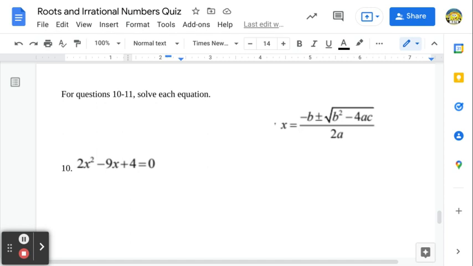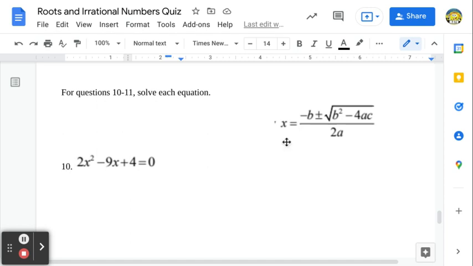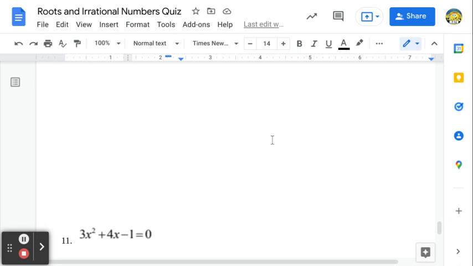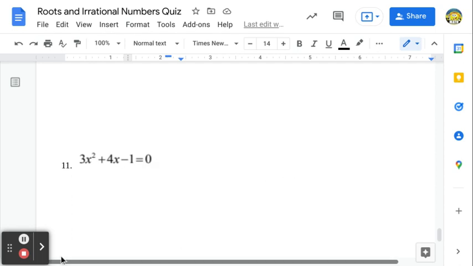And question 10 is 2x squared minus 9x plus 4 equals 0. Question 11: 3x squared plus 4x minus 1 equals 0.